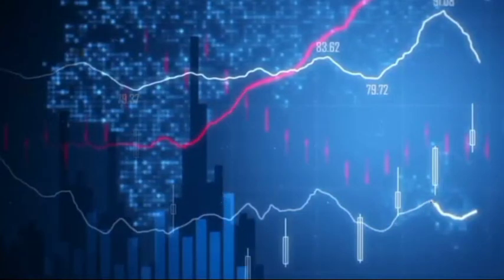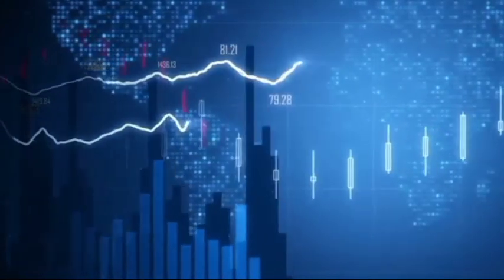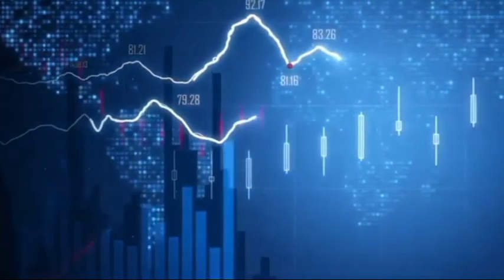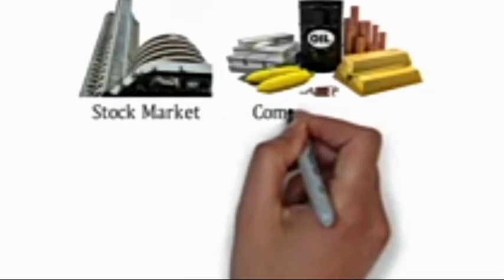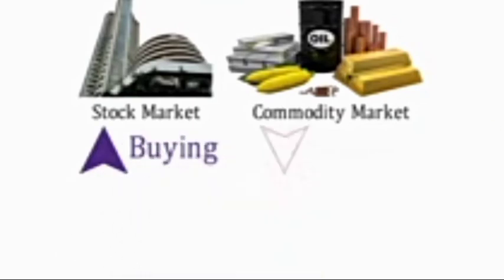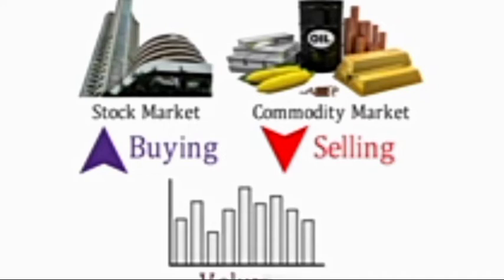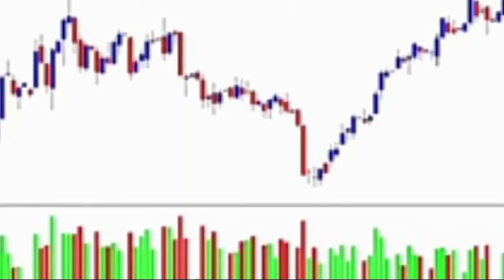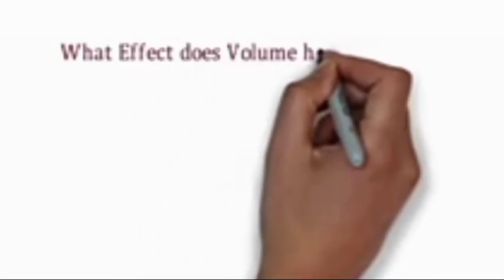In this video we will discuss what volume is, and how volume affects the market or price action. In the stock market or commodity market, how many people sell or how many people buy the coin, this information is given by volume. The selling average and the buying average is called volume. You can easily identify and see in the chart how many people sold out or how many people bought the coin in the whole day. So let me show how the volume affects the price.